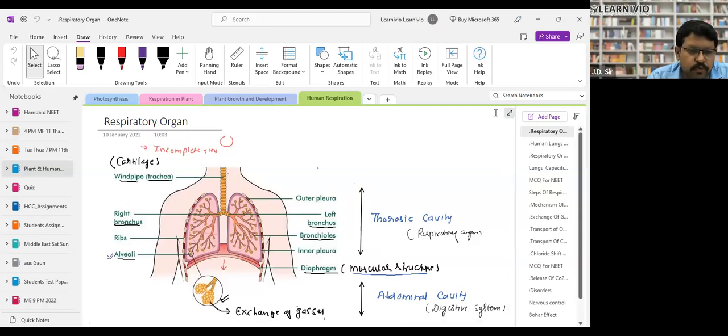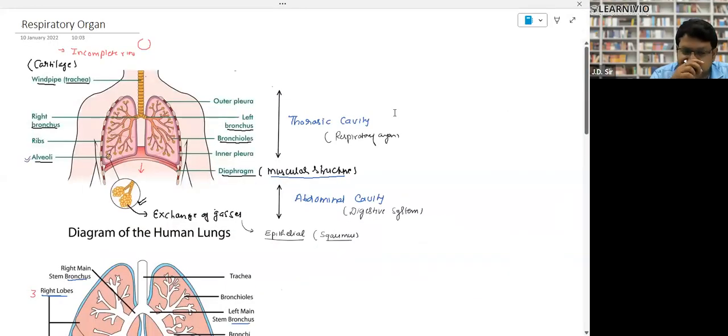So first and foremost, the most important part, Martin, which can be asked: they can ask you to draw a well-labeled diagram of the human respiratory system. Then you have to draw this diagram. This is the first and most important thing.